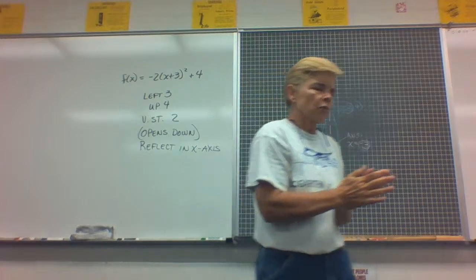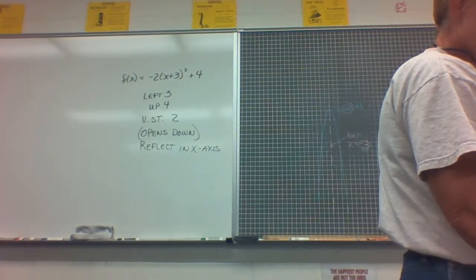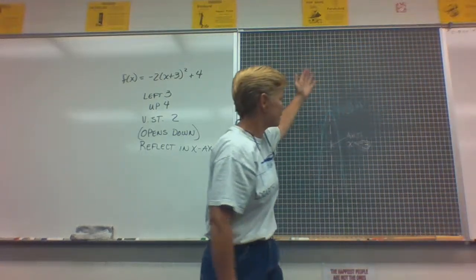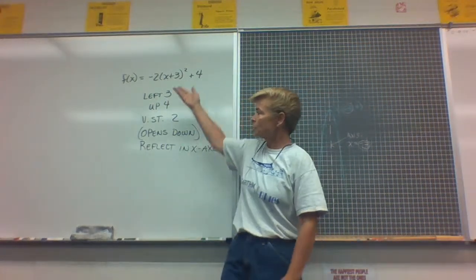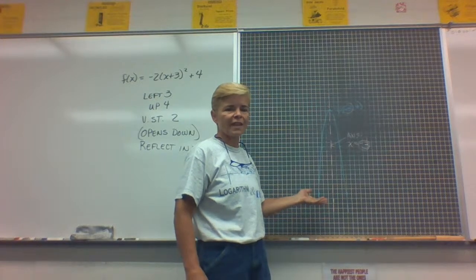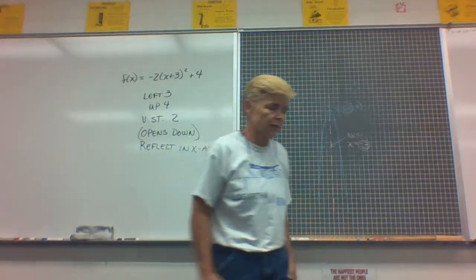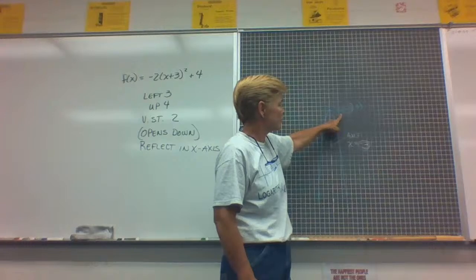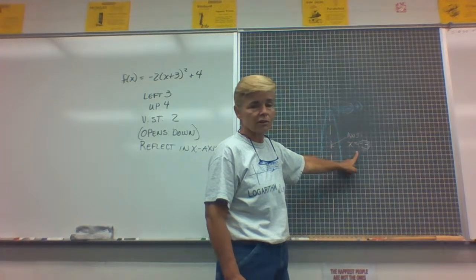Okay. So let's look at what they asked us to do. It says graph this, label the vertex and the axis of symmetry. Voila, this is the answer. This helped us get there, but this is the answer because they asked us to graph it, and that's all they want for the answer. But it has to have this, the vertex labeled, and the axis labeled.